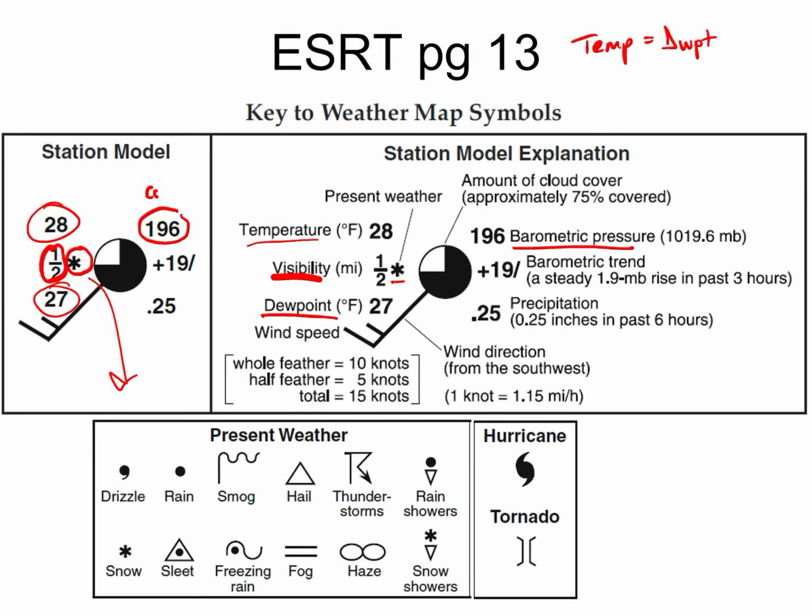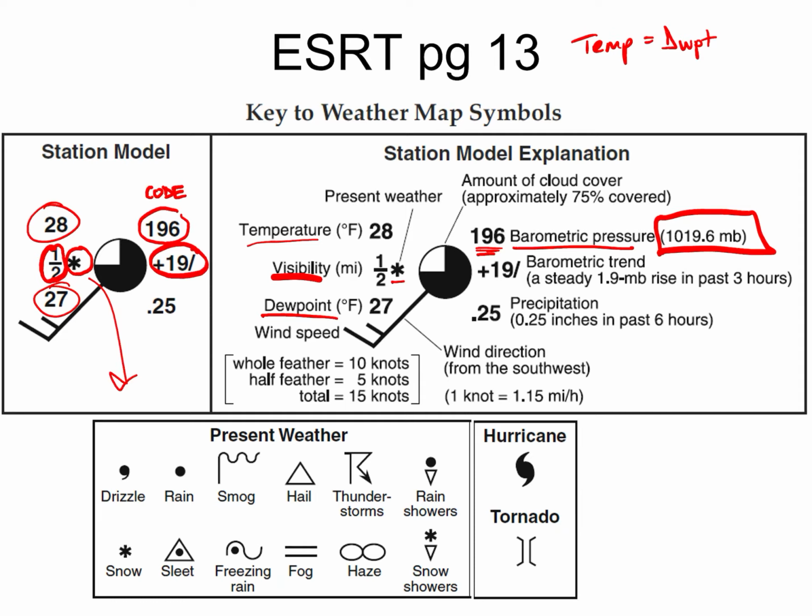Now, I'm going to give you a little hint, or something really important to remember. A station model is in a coded form. We're going to have to convert that. So 196 here is really this. So we're going to have to go over converting back and forth. This is the barometric trend. So is pressure rising or falling?